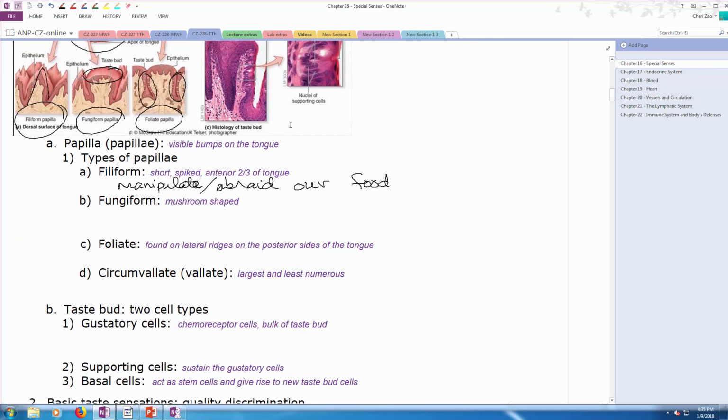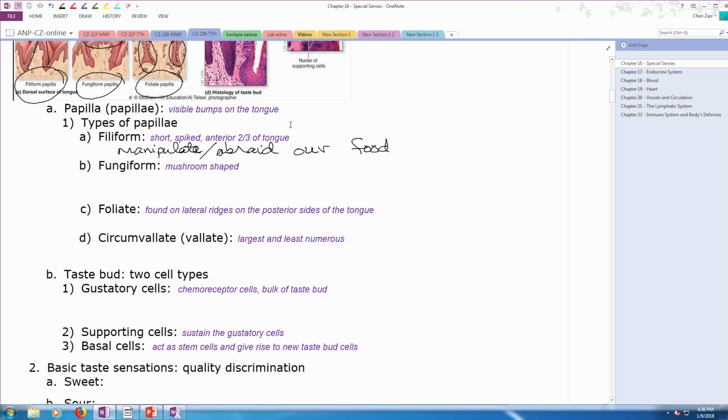So taste buds are replaced, not taste buds, that's gustatory cells, excuse me. Gustatory cells, chemoreceptor cells, the bulk of the taste bud, are replaced every 7 to 9 days. As you age, replace what, more or less often? Less often. Less frequently.